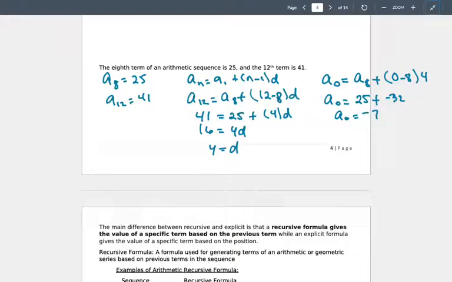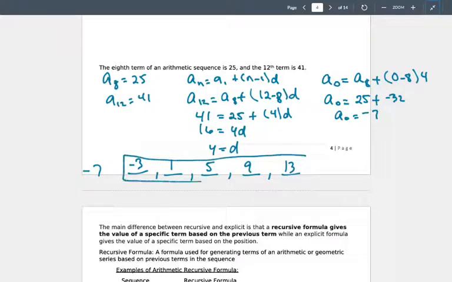So if it asked me to write the first 5 terms, I know my 0th term would be negative 7. If I add 4 to that, I get negative 3. And then my next term, I'd add 4 to that, and I would get 1, and then 5, and then 9, and then 13. So this would be the first 5 terms.